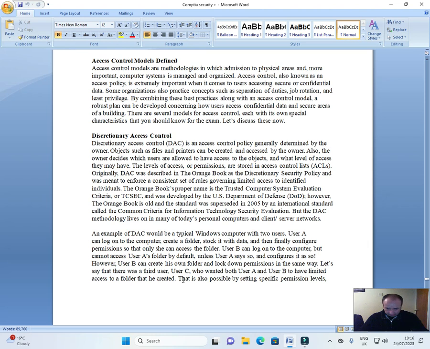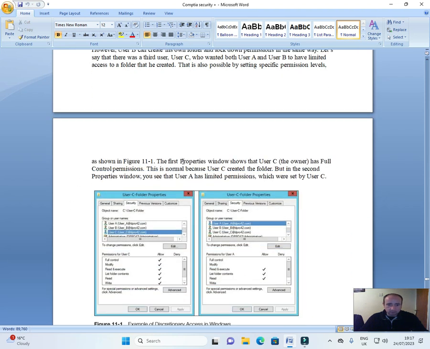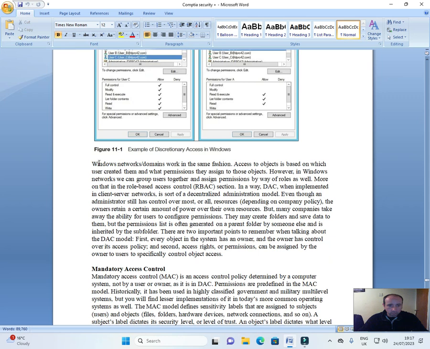Let's say that there was a third user, user C, who wanted both user A and user B to have limited access to a folder that he created. This is also possible by setting specific permission levels. As shown in figure 11.1, the first properties window shows that user C, the owner, has full control permissions. This is normal because user C created the folder, but in the second properties window you can see that user A has limited permissions which were set by user C. Windows network domains work in the same fashion.